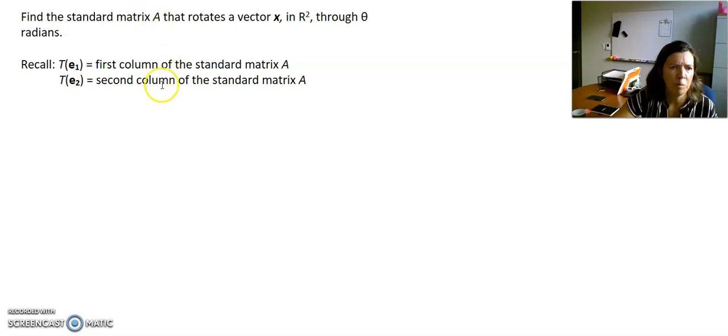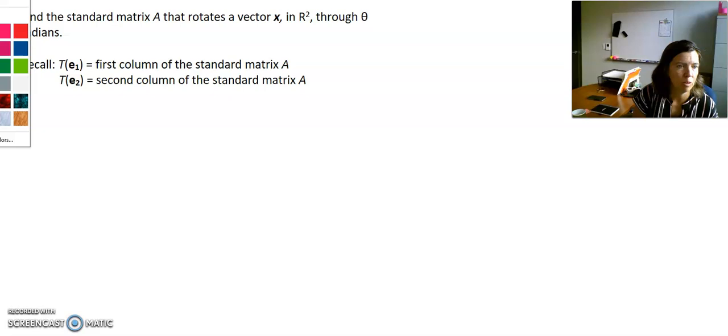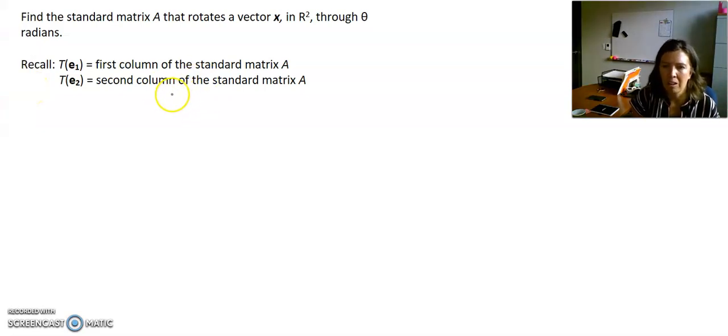Students ask about the homework problem where you're asked to write a standard matrix that rotates a vector in R2 through a particular number of radians. So here I put theta radians. There is a formula that you can use in the homework, but for those who don't want to use these formulas without understanding where they come from, and I totally respect this opinion, this video is going to go through where exactly that formula is coming from.